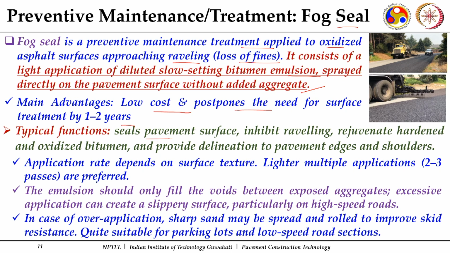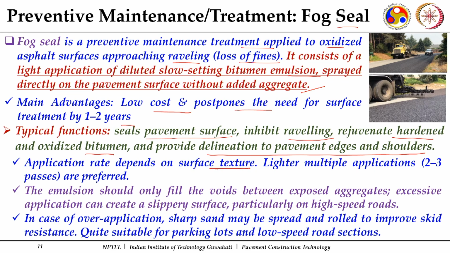So, typical functions: it seals the pavement surface, and inhibits raveling because you are putting a binder on your existing surface. It regenerates the hardened binder because you are putting on these soft emulsions, so it regenerates your oxidized and aged binder. It also provides delineation to pavement edges and shoulders, because if you do it on main carriageways, it can separate out and give you a good view of your main carriageway compared to your shoulders or pavement edges. Application rates depend upon how much application has to be done.